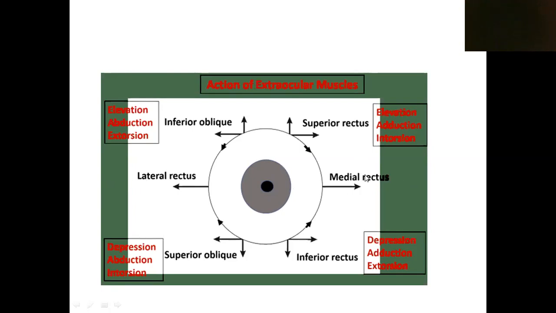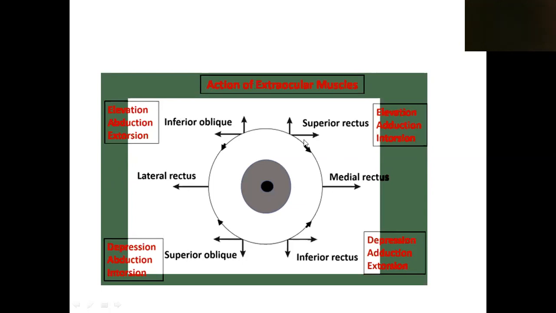On the medial side, you write the medial rectus. On the lateral side, you write the lateral rectus. Then on the medial side, in the upper part, superior rectus, and in the lower part, inferior rectus. Then on the lateral side, in the upper part, keep it in mind, inferior oblique, and in the lower part, superior oblique. Okay, now from this diagram, you can explain.